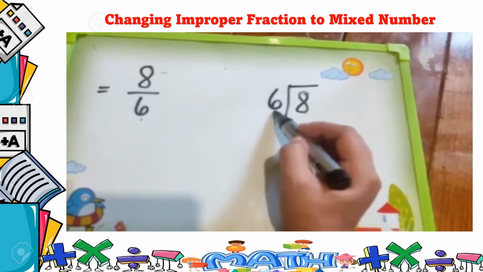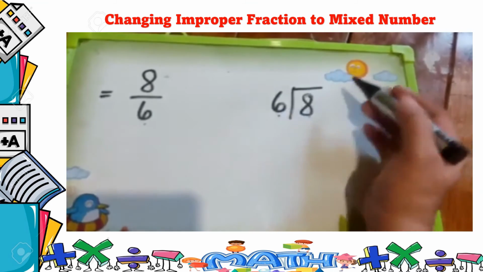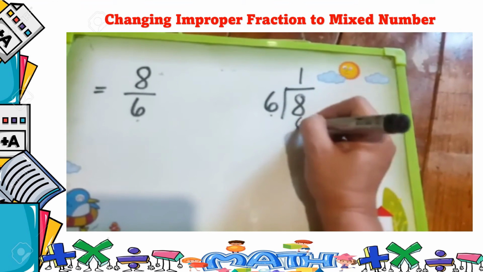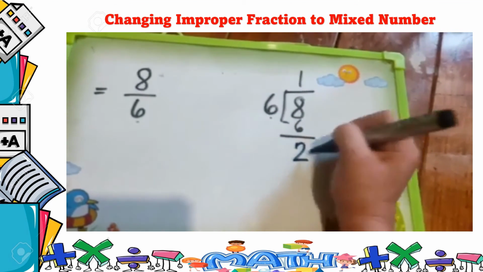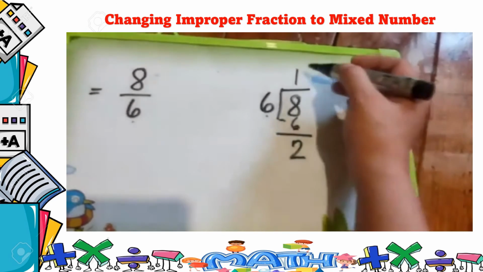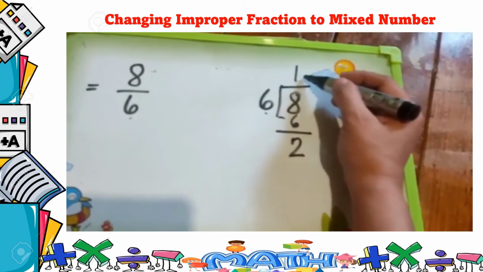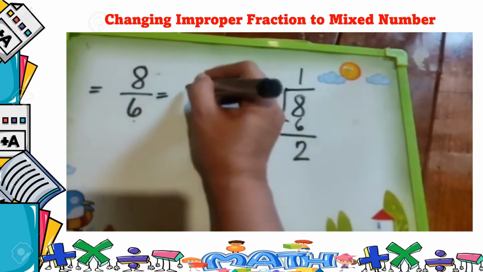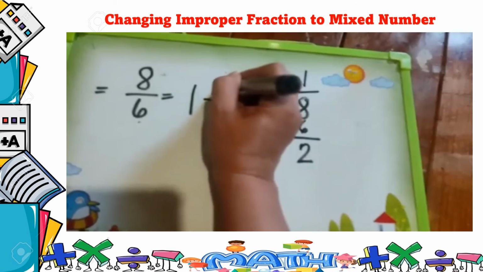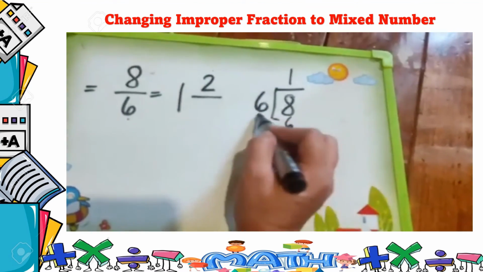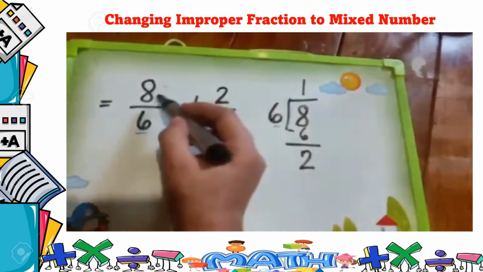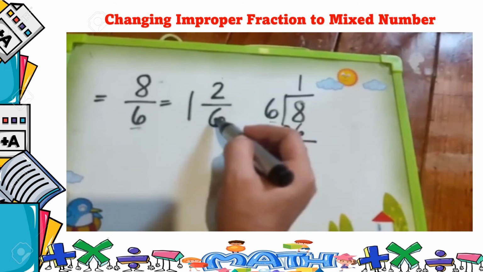Then, let's divide. So, 8 divided by 6 is 1. 1 times 6 is 6. Then, subtract. We get 2. 2 divided by 6 cannot be. So, we will stop it here. So, based on this, the quotient here is 1. So, meaning, 1 is the whole number. And then, the remainder will become the numerator. And then, we will just copy the denominator, which is 6. So, therefore, 8 over 6 is equal to 1 and 2/6.